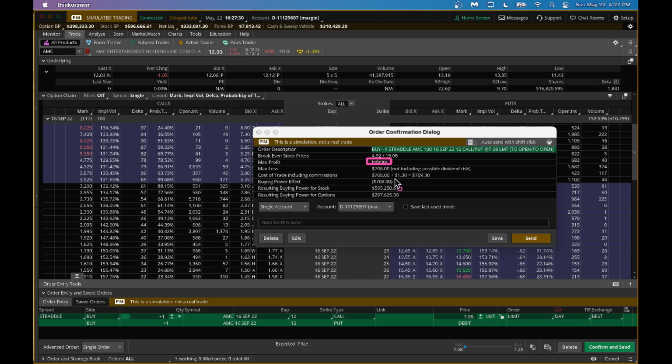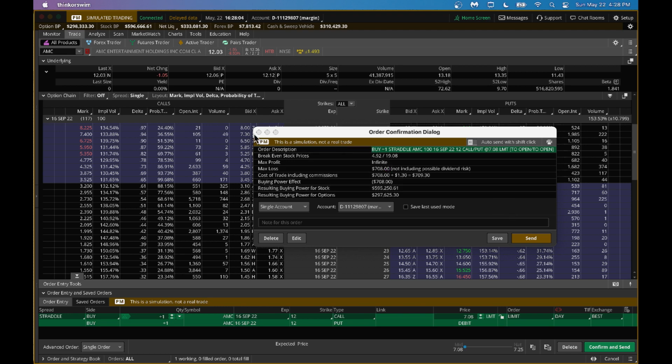Right now I'm paying $708. That's my maximum loss, as you can see here. There are two break-even points, 4.92 and 19.92. As the stock goes below $4 or above $19, I will make money. If this gets a short squeeze and goes higher, I will make money. If this gets completely burnt out and goes to $0, again I make money. So this is one of the good strategies you can implement and go from there.